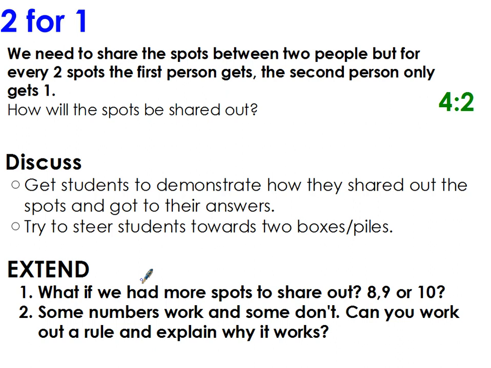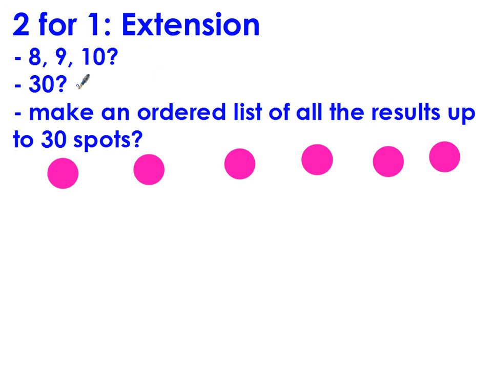How are we going to extend this then? Well, because some will get it really quickly. So, what if we had more spots? Literally simply say that. What if we had some more spots to share out in that ratio 2 for 1? Might need a bit more prompting. What if we had 8 spots or 9 spots or 10 spots? Let them work it out, let them play with it. Some numbers work, some don't. Can they work out the rule, explain why it works, etc.? So now we're just really letting them play and see what works, what doesn't.